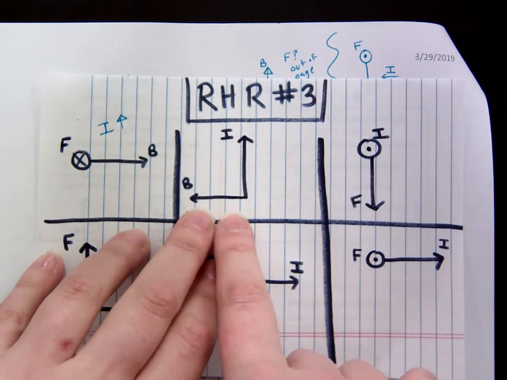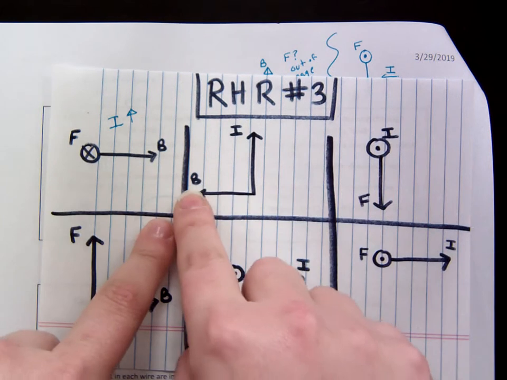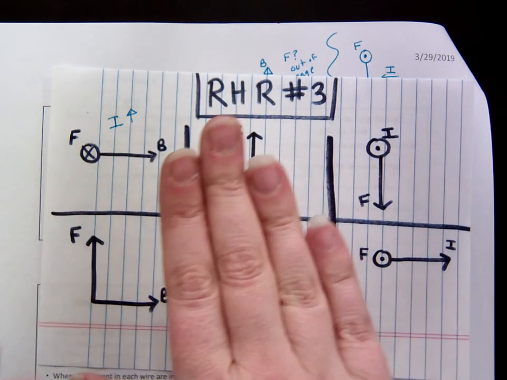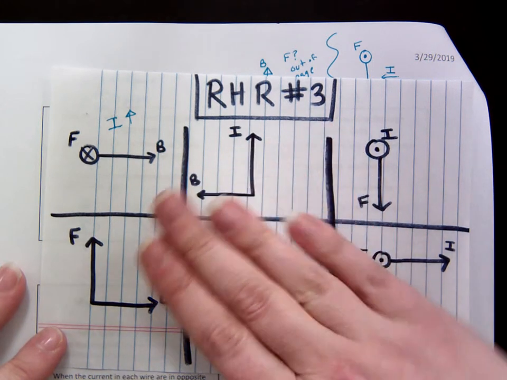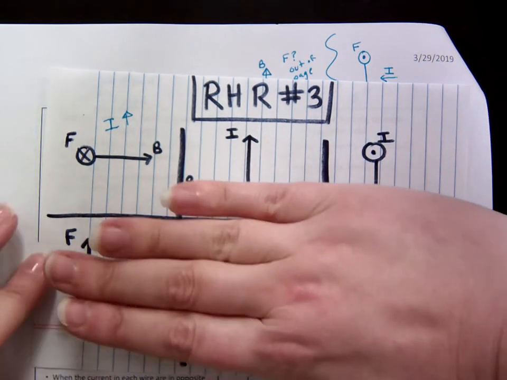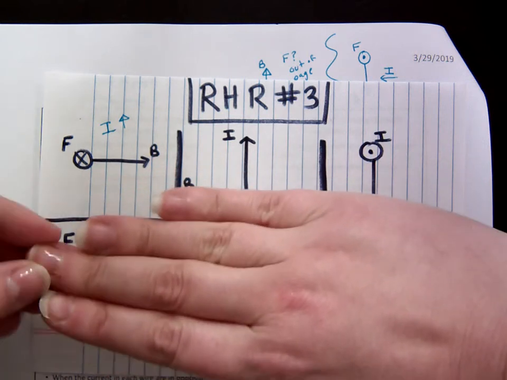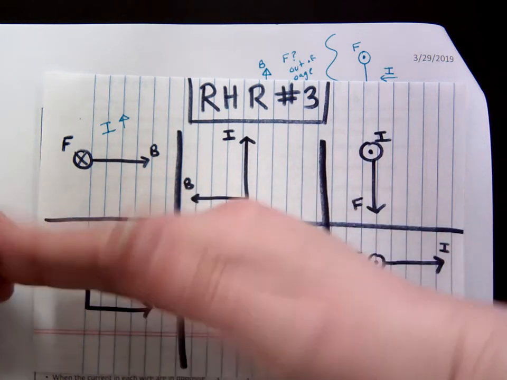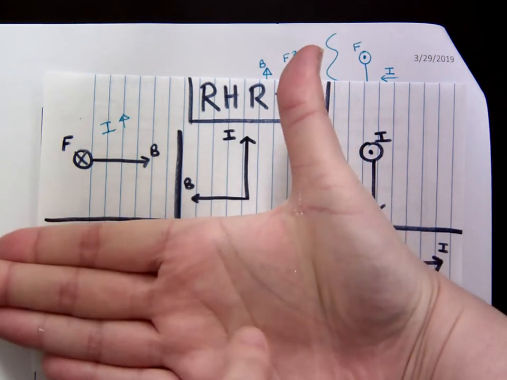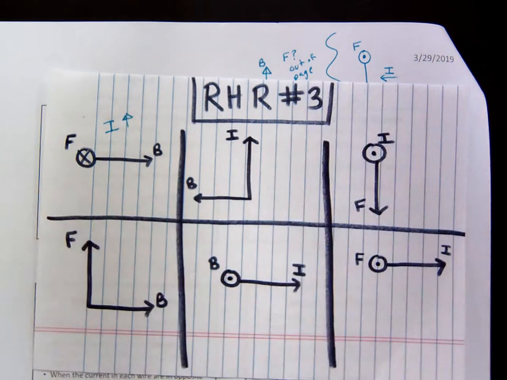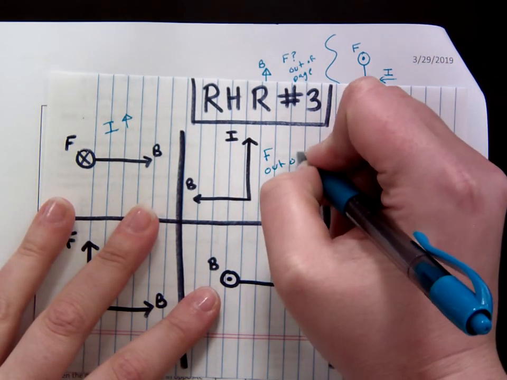With this one, I have the current, which is my thumb, and my magnetic field, which is my fingers. I need to make sure my fingers are pointing left, but my thumb points up the page. So keeping my fingers pointing this way, I can rotate my hand to make my thumb point up the paper. This makes my palm face me. So my force is coming out of the page.